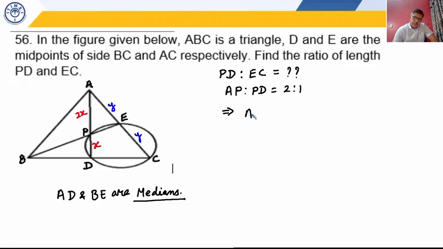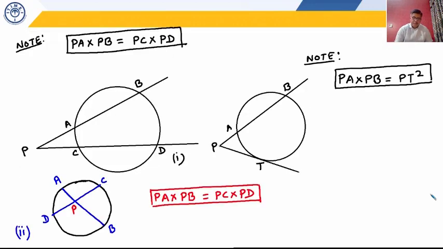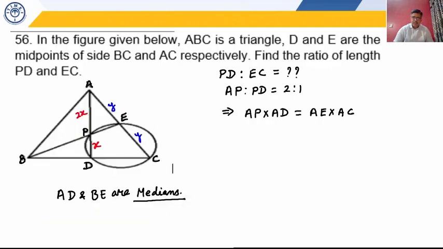So AP into AD is equal to AE into AC. We already have discussed this property: PA into PB is equal to PC into PD. Similar to this, we have AP into AD is equal to AE into AC. What is AP? AP is 2x and AD is 3x. AE is y and AC is 2y.